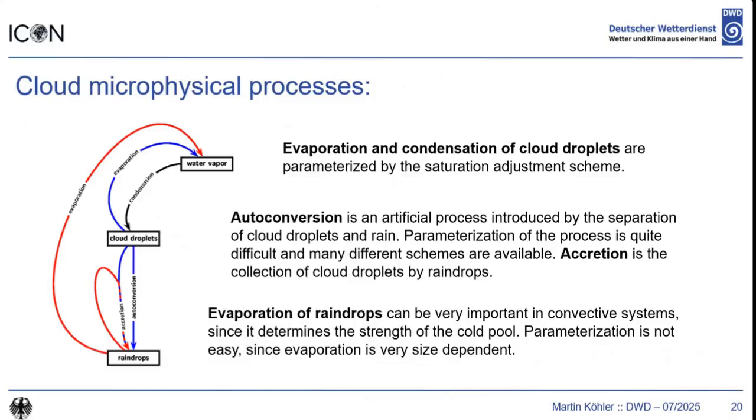I'm going to give you a little bit of an intro to the pieces that play in the microphysics. And we start with the liquid phase. So we have evaporation and condensation of cloud droplets in the saturation adjustment. We have then autoconversion and accretion that brings down water and converts it to rain droplets.